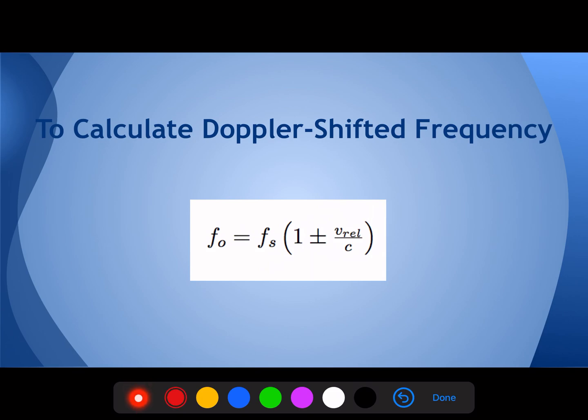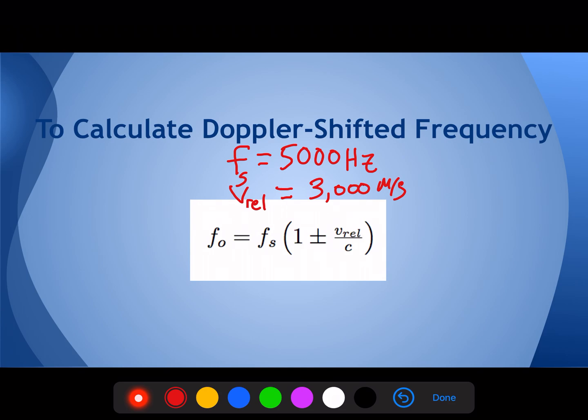Let's say f sub s is the frequency given off by the source. So let's suggest that there's a light source that's giving off a frequency of 5,000 hertz. Okay, and let's say that it is moving with respect to maybe the Earth at a relative speed of 3,000 meters per second. Now, I want to know how much of a Doppler effect I can expect to see in the frequency that I observe, based on this equation.